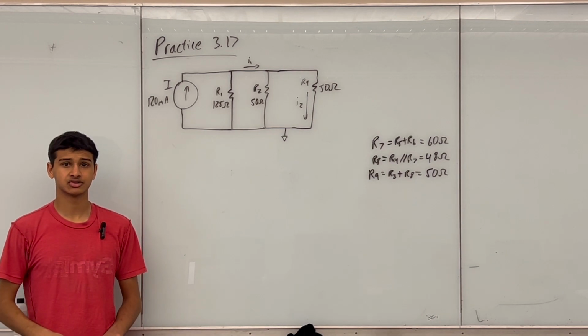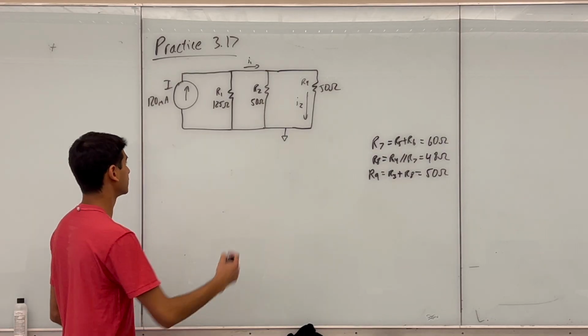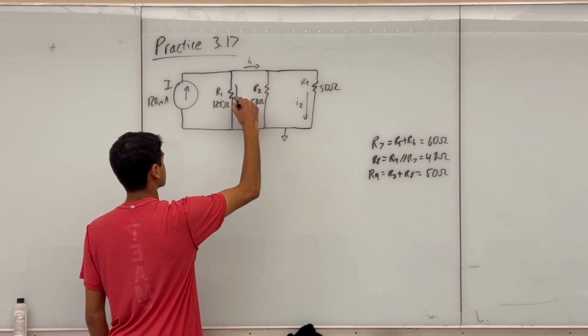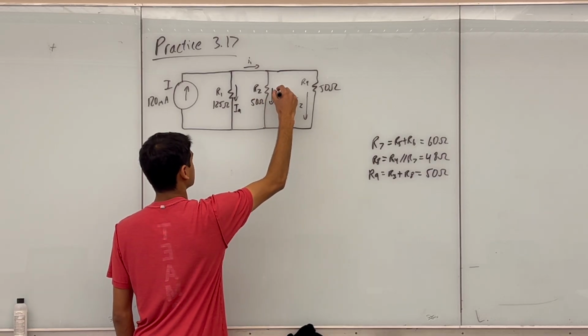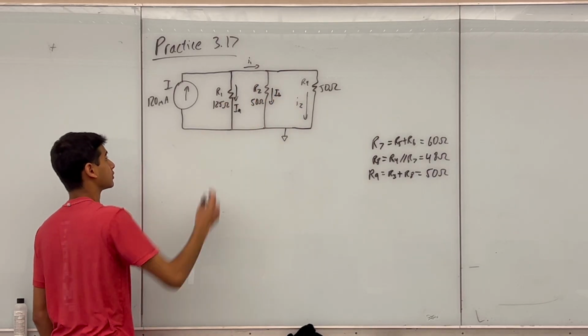The next thing I'm going to do is solve for I1. And before I do that, I'm just going to label some extra currents, IA and IB, through the circuit that will help me find I1.